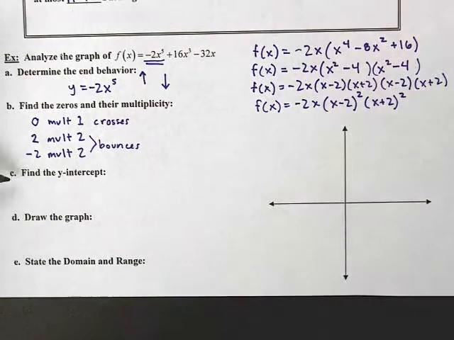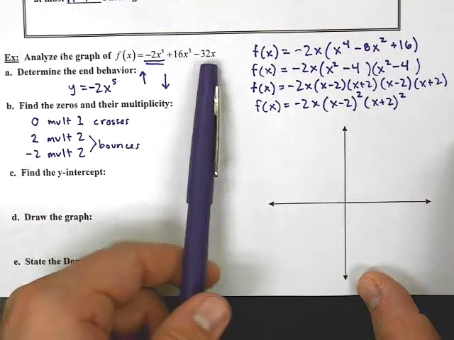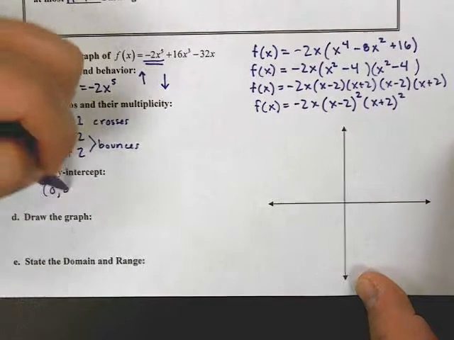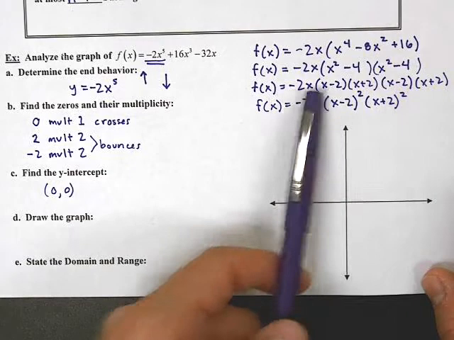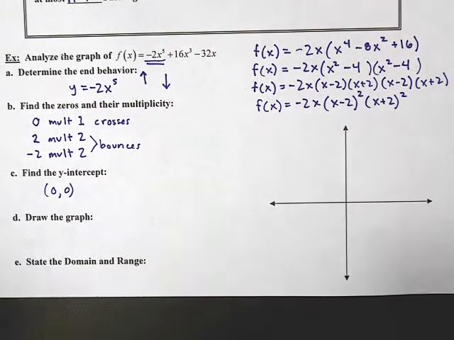Find the y-intercept, your choice. I strongly encourage you, when it's given in standard form, you can just look for the constant. If you plug in zero everywhere, this is zero, zero, zero. I know my y-intercept is (0, 0). If you're given factored form, just plug in zero everywhere, and it would be the same exact thing because this piece would be zero, and zero times anything is zero.